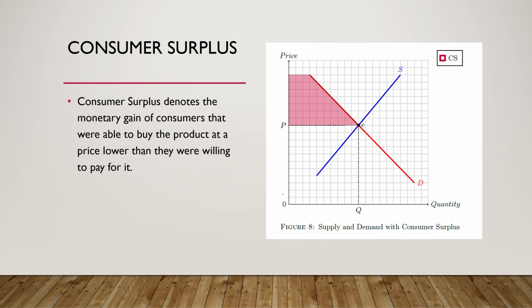Conversely, consumer surplus denotes the monetary gain of consumers that were able to buy a product at a lower price than they were willing to pay for it. Same concept. Consumers were willing to pay a price here with a quantity of 3, but a price of 18. Rather, due to there being equilibrium in this market, the new price was 11. This area denotes the money that they saved from being able to purchase it at $11 versus 18.